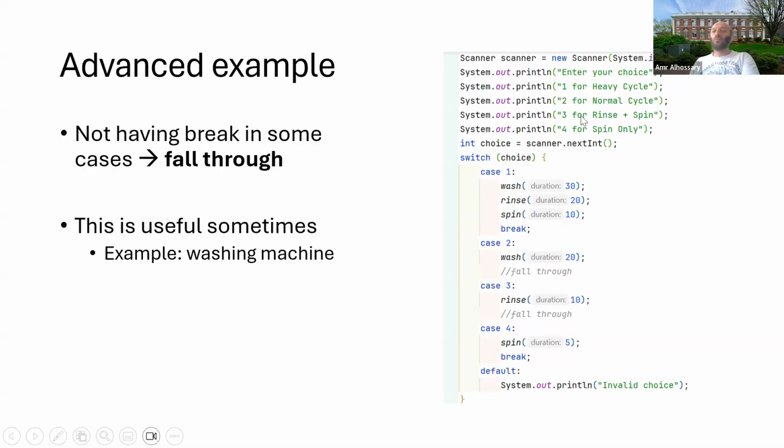If you want to enter from here, you can enter from here to the rinse and spin, and do the rinse and continue down to the spin. So it's a construct with multiple entry points and multiple exit points. And if there is no exit point, you will continue from one case to the second, to the third, to the fourth, and fifth, etc.